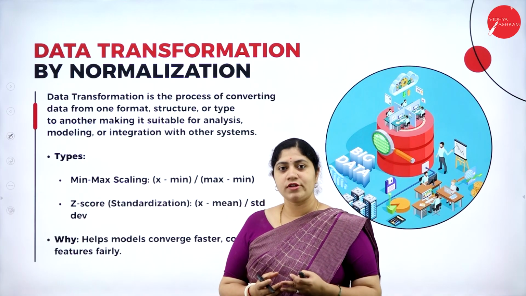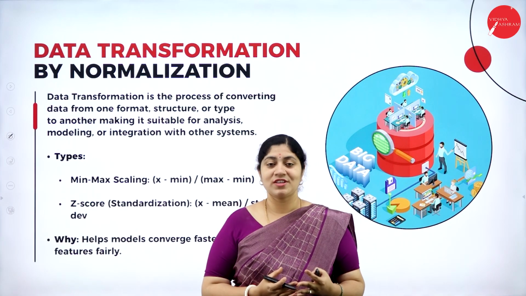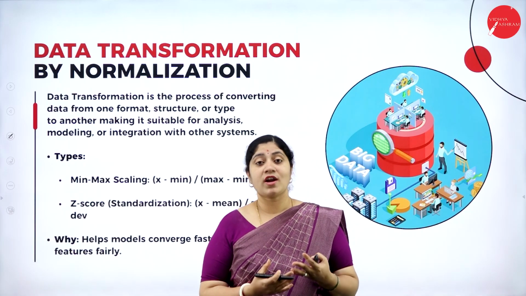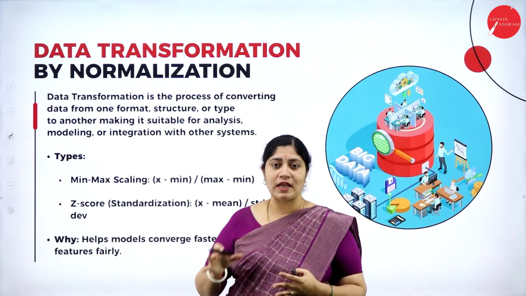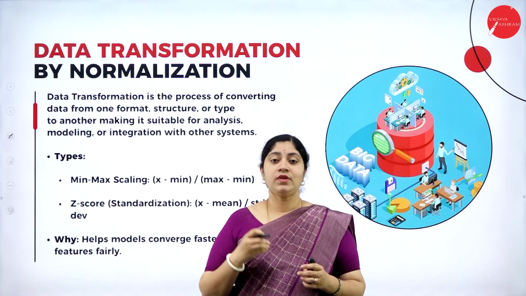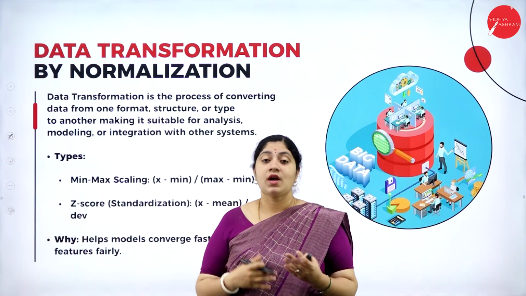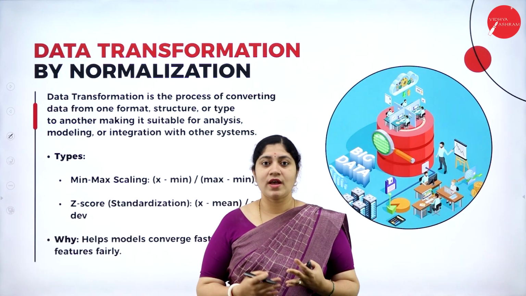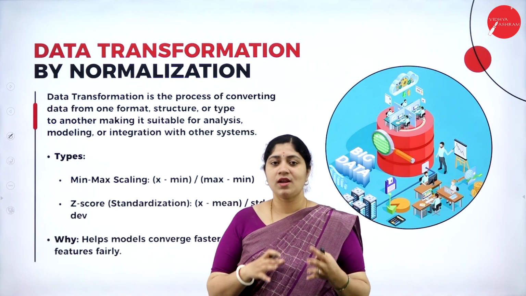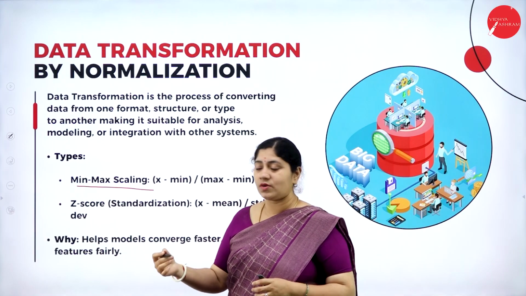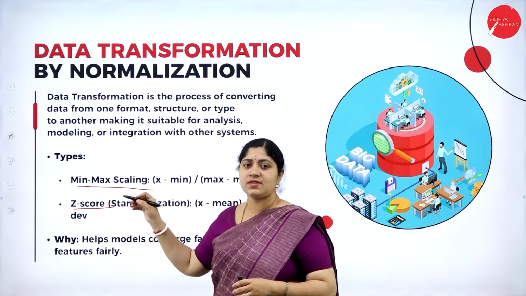Now, as we understood what data transformation is, it is as simple as transforming our information from one format to another, and the technique that we use to do this is normalization. But under normalization also we have multiple types. The first one is min-max scaling, and the next one is z-score.